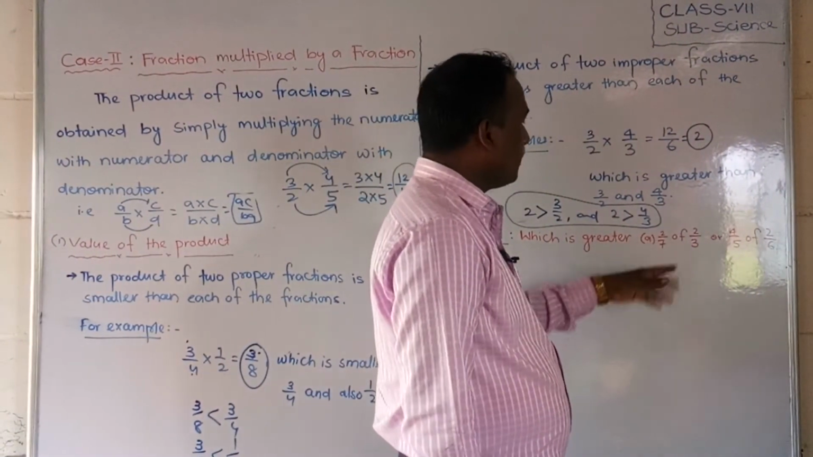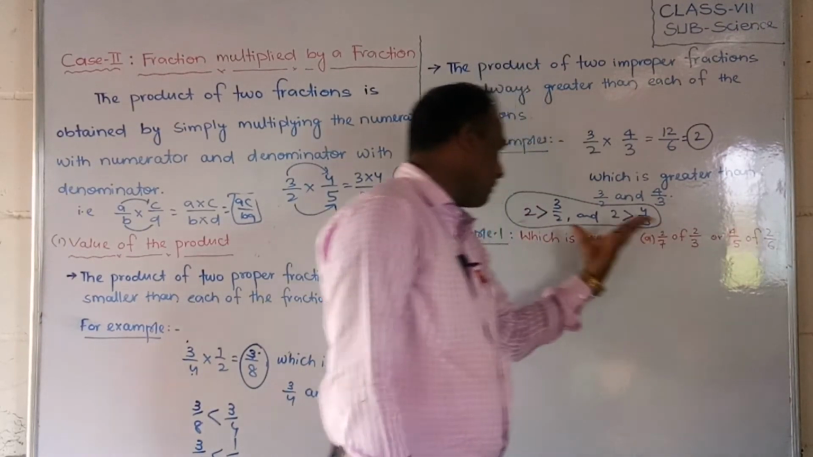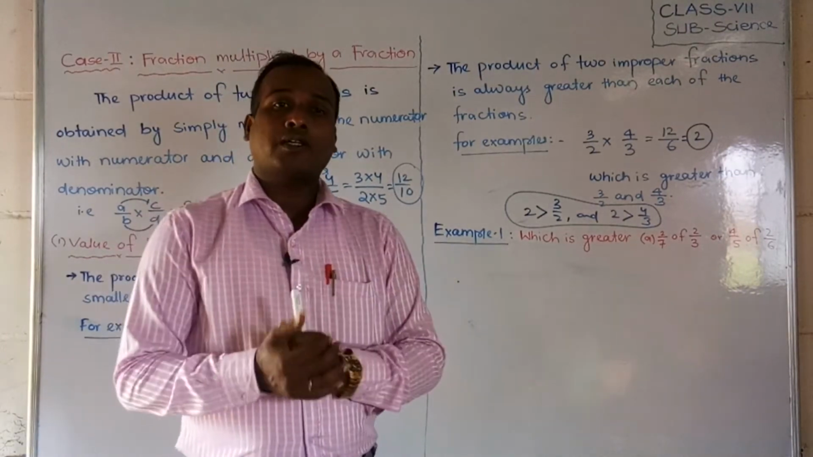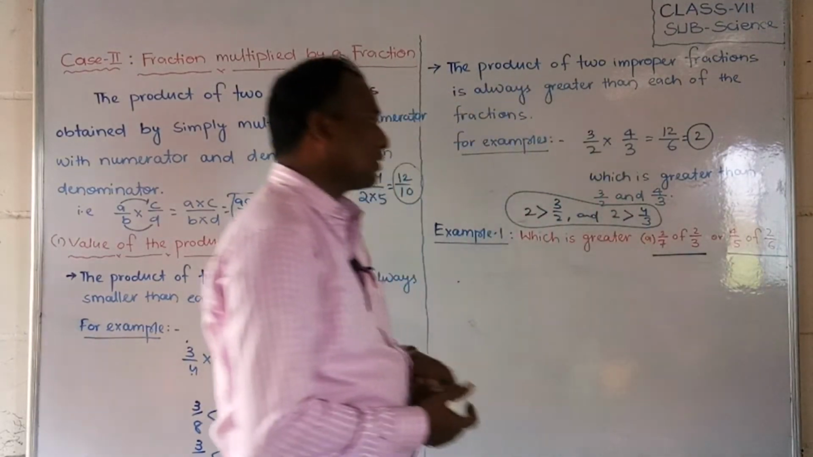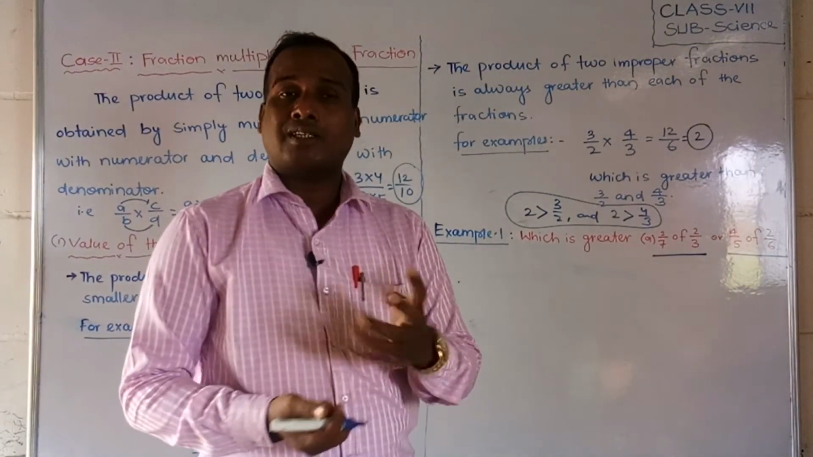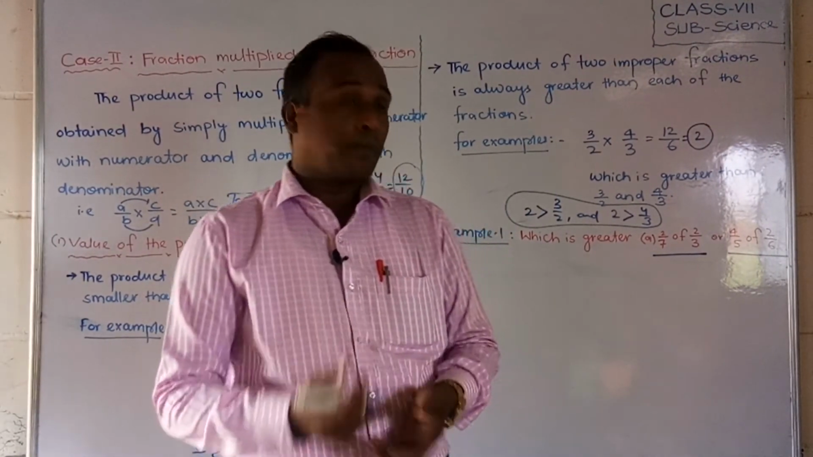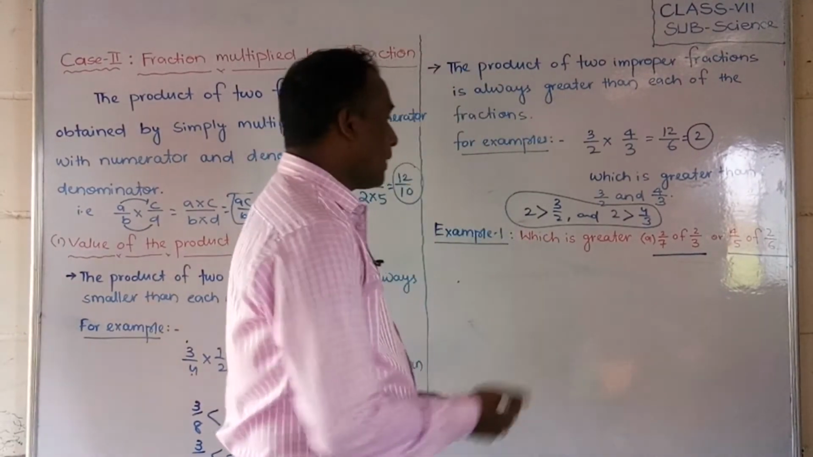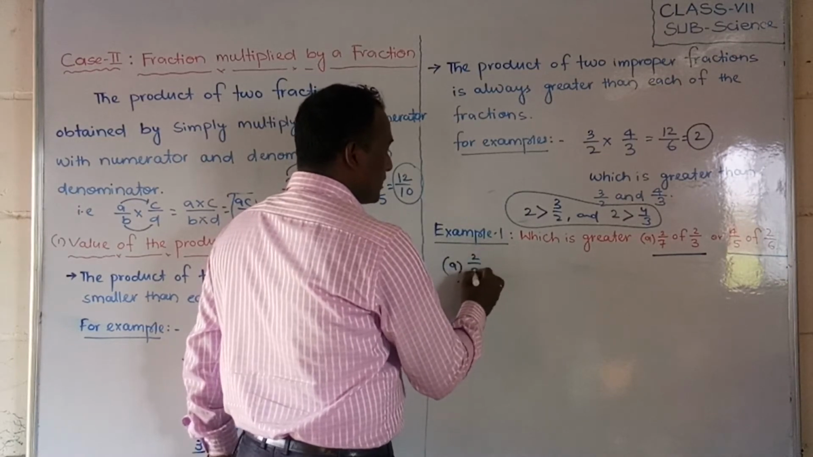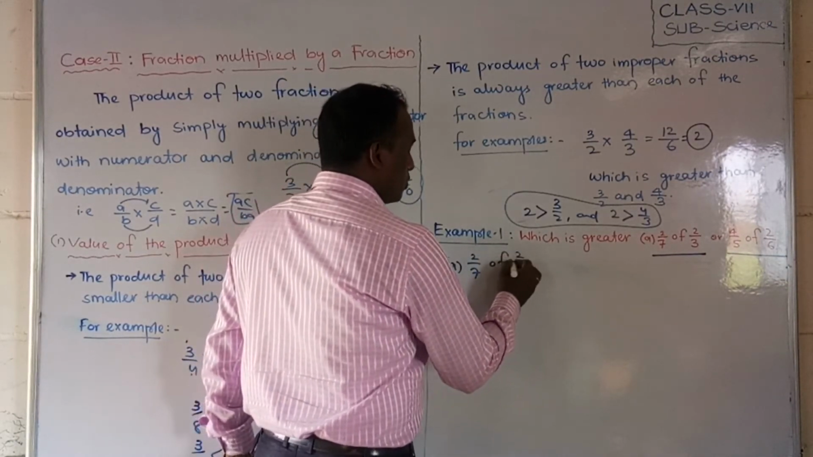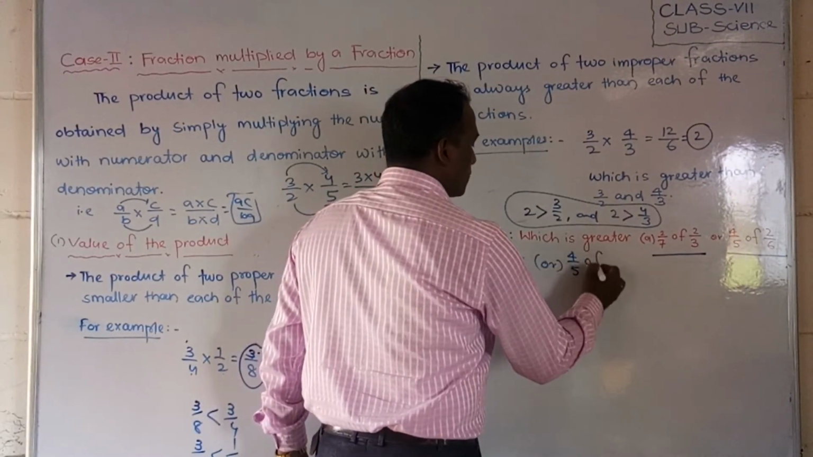One example I have written in this condition: 2 by 7 of 2 by 3 or 4 by 5 of 2 by 6. How should we find out which value is greater? We know, students, that we can compare two fractions by two methods; I have already explained which one is greater and which one is smaller. But if a condition like this is given, what do you have to do? First of all, you have to simplify. So first, A: 2 by 7 of 2 by 3, or the other one, 4 by 5 of 2 by 6.